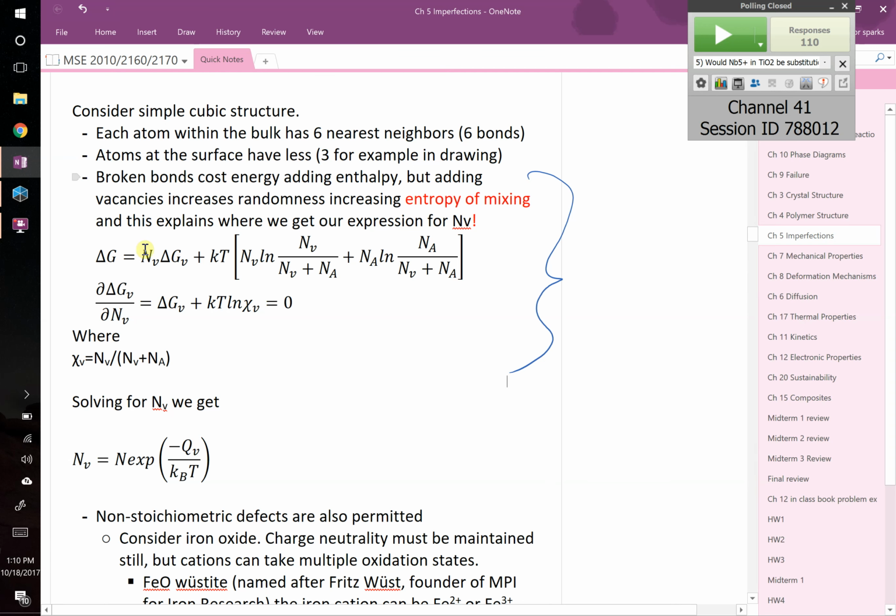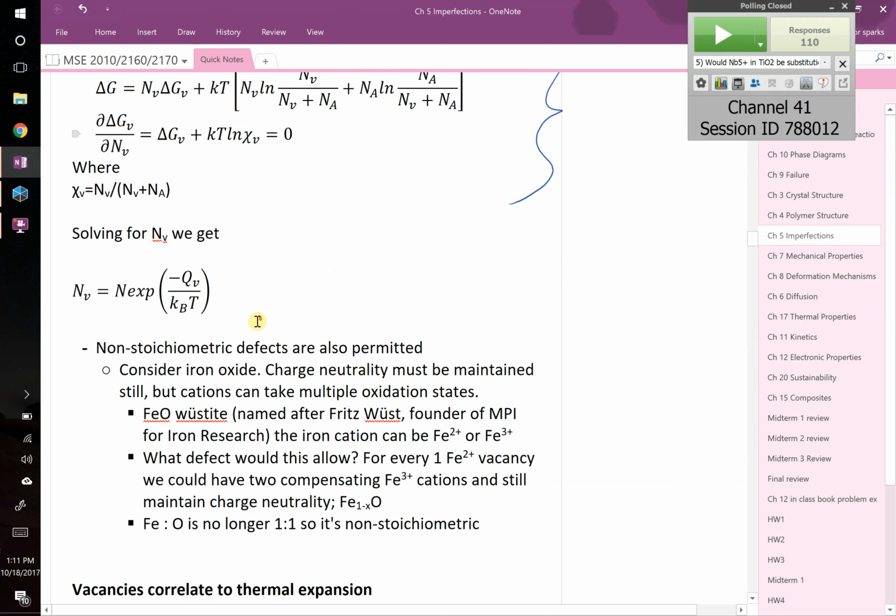You've got the number of vacancies that it creates times the change in the free energy for each vacancy. And then you've got this mixing term, kT times N_V natural log. N_V is the number of vacancies, N_A is the total number of sites. This term, that big thing in the square brackets, has to do with mixing, so that has to do with this entropic driving force. So we can calculate the number of vacancies from that.